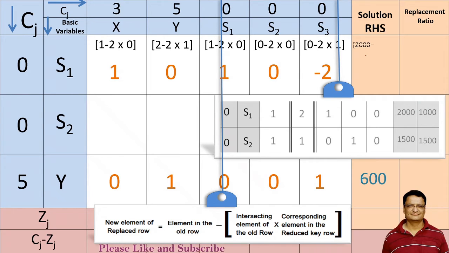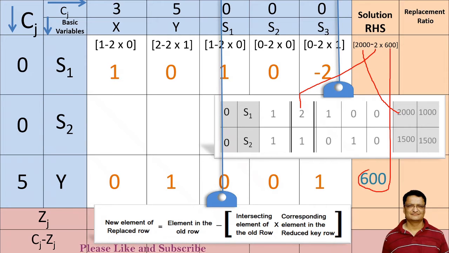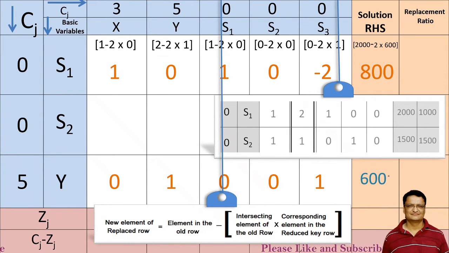So here this 2000 is coming from the old table, and this 2 is the intersecting element from here, and this particular 600 is coming from this value, which is the reduced key row from the current table, and this complete value will be given by 800.